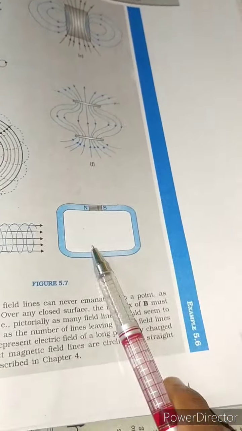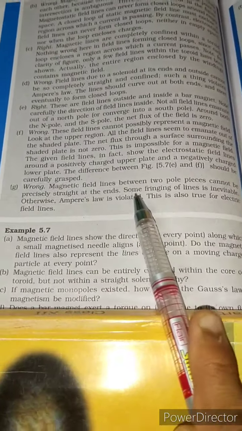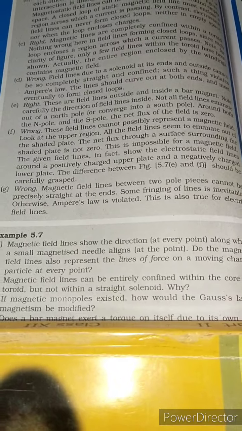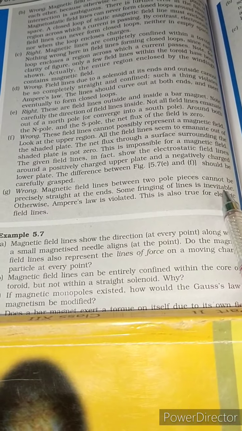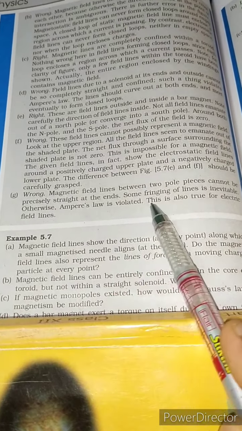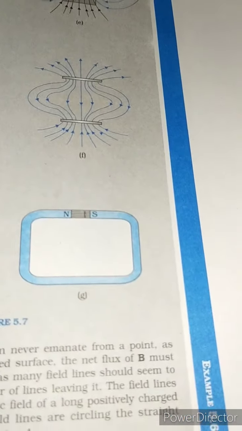And let's see, G, is it correct or wrong? Okay, let us see. It is wrong. Let's see why. Magnetic field lines between two pole pieces cannot be precisely straight at the end. Some fringing of lines is inevitable, otherwise Ampere's law is violated. It is also true for electric field lines. Yes.